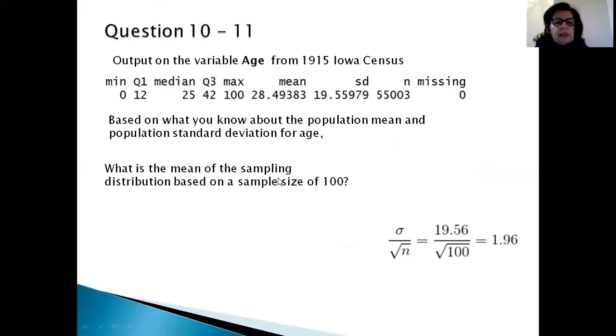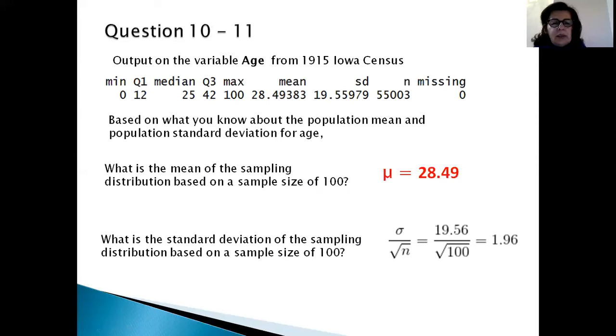What is the mean of the sampling distribution based on a sample size of 100? By now, you should say immediately that the mean of the sampling distribution, regardless of the size of the sample, should approximate the mean of the population, which is 2849.